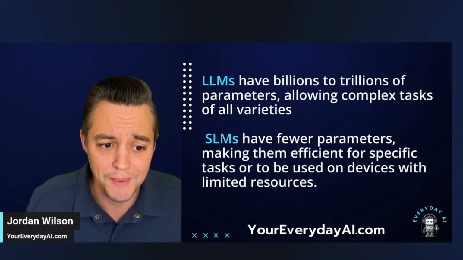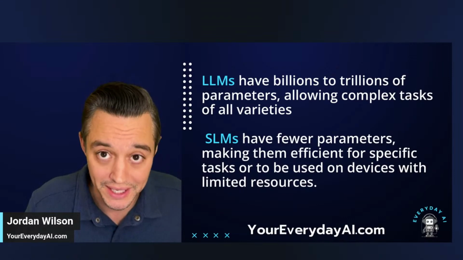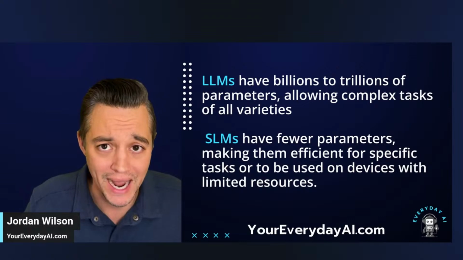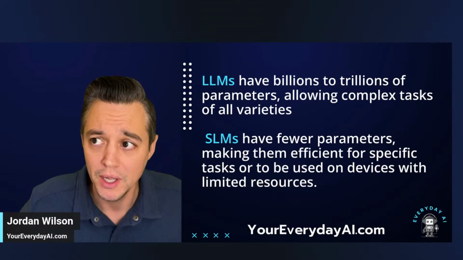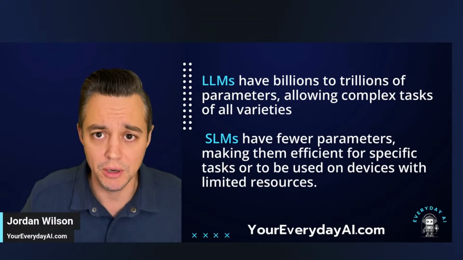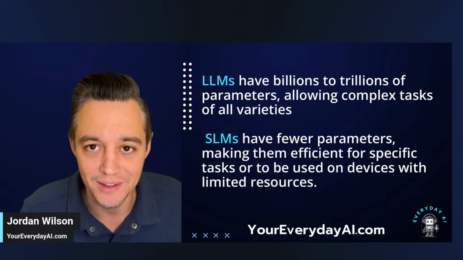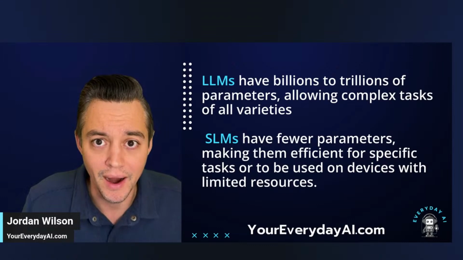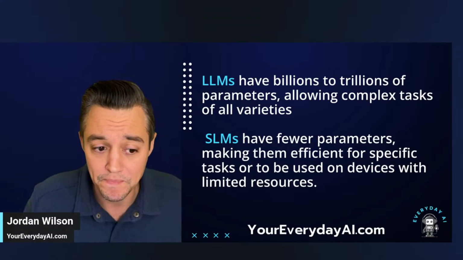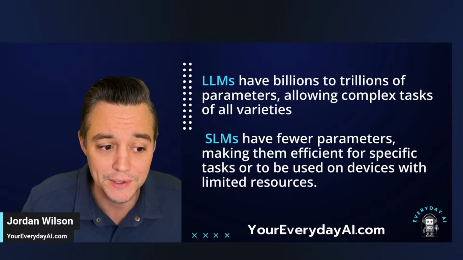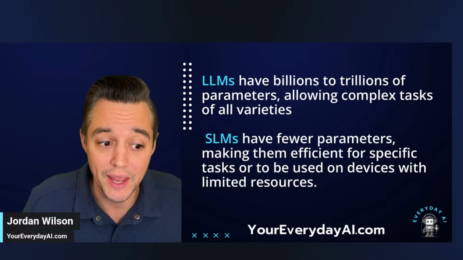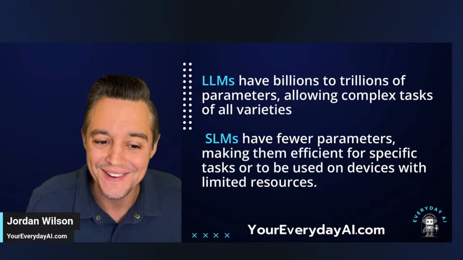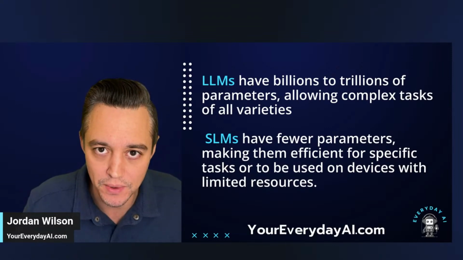So essentially, large language models have billions to trillions of parameters, allowing complex text tasks of all varieties, right? So your GPT-4, your Gemini Ultra, think of those as the ultra big boys, right? In large language models, and they can perform any task, and they essentially know everything. All right. So that's not how small language models work. Small language models have fewer parameters, making them more efficient, and they are more for specific tasks or to be used locally on devices with more limited resources, right?